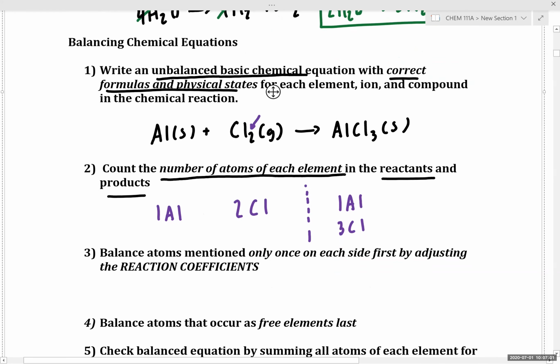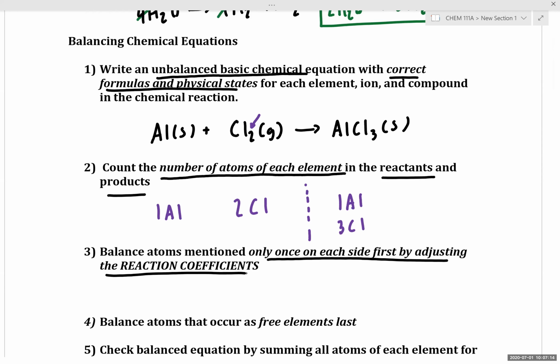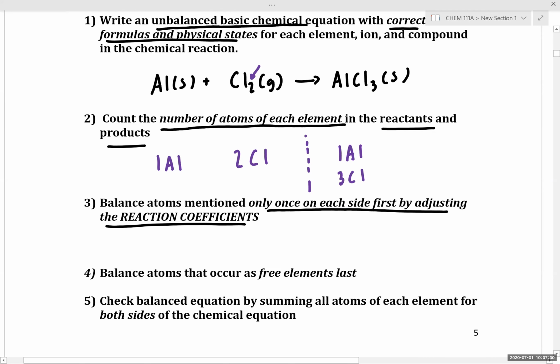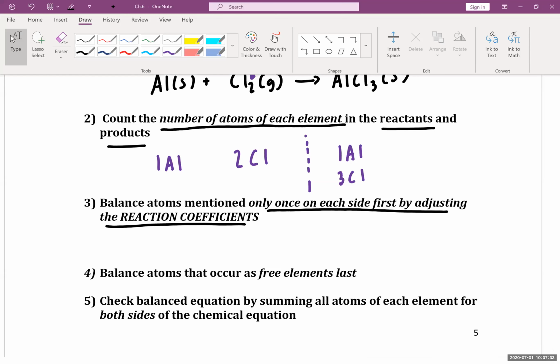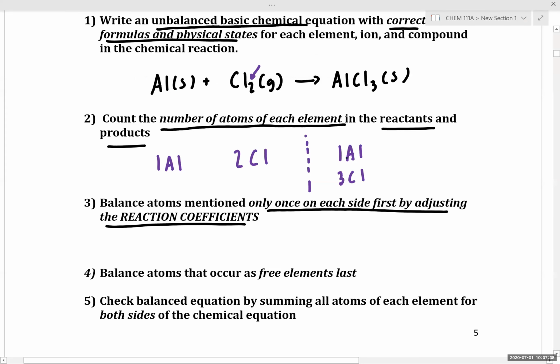Now, as a general rule, you balance atoms mentioned only once on each side first by adjusting the reaction coefficients. This is really important, and you need to be careful about this. You cannot change the chemical formula when you're balancing an equation. You can only change the reaction coefficient, the number in front. So in this case, the way that I like to think about this is I compare the atoms mentioned on the left and the right-hand side.